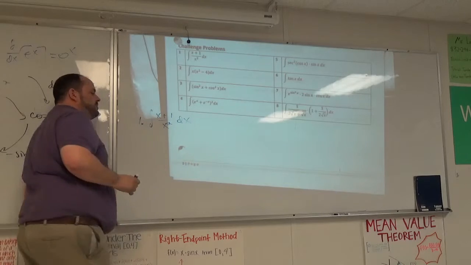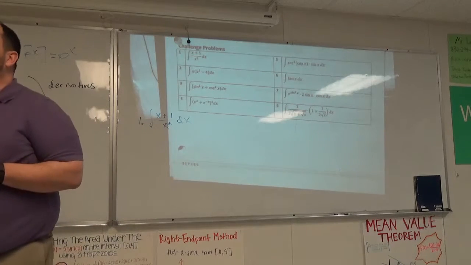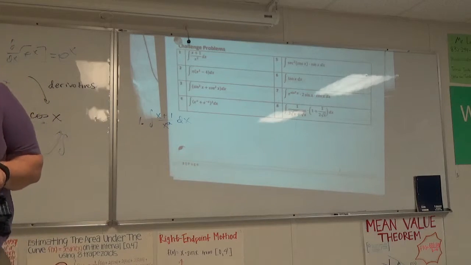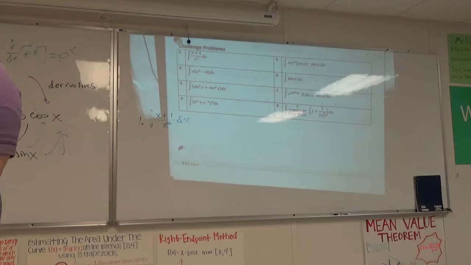I promise you, for all my rule followers, rules are coming. Today is just pushing your thinking process. The rules are coming. But you also have to trust your instincts here, because there are no rules for handling x plus 1 over x squared, but there might be cleverness out there.